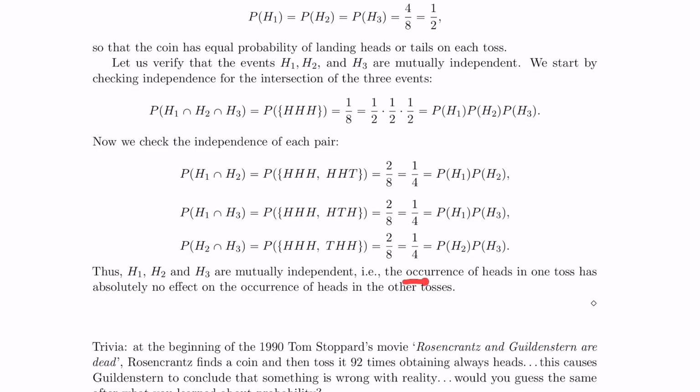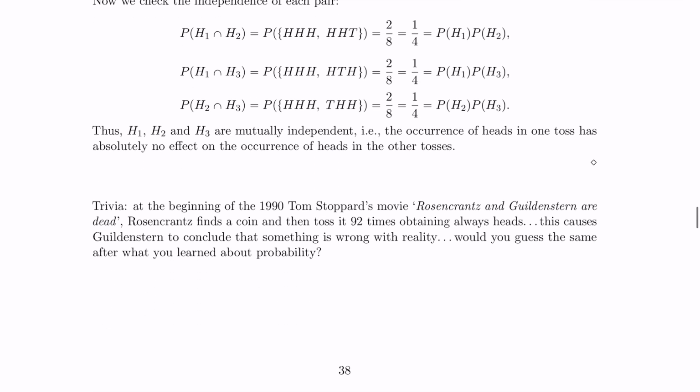This means that the occurrence of heads in one toss has absolutely no effect on the occurrence of heads in the other tosses. As a curiosity, at the beginning of the 1990 movie by Tom Stoppard, Rosencrantz and Guildenstern Are Dead, Rosencrantz finds a coin and tosses it 92 times, obtaining always heads. After seeing this, Guildenstern concludes that something is really wrong with reality. Now, after studying probability, and in particular this last example, would you guess the same as Guildenstern?